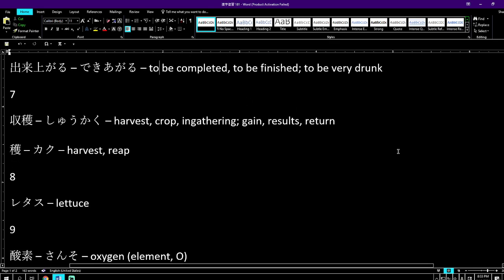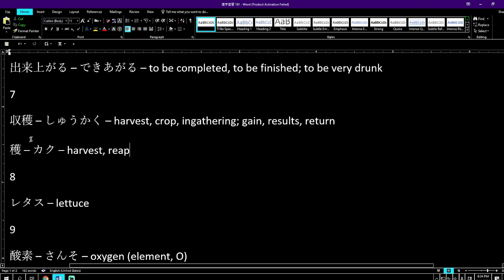Number 7 is shukaku. Shukaku is harvesting, crop, ingathering, gain results, or return. On the left side, we have shu, which is to collect. And on the right side, we have kaku, which is our new kanji for harvest or reap. Radicals in this kanji are a 2-branch tree next to grass over an old bird furthermore.